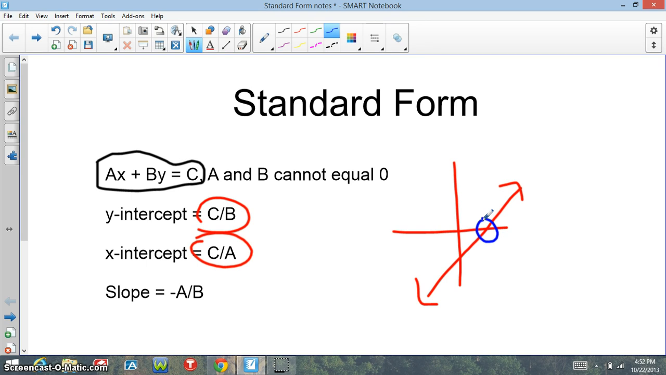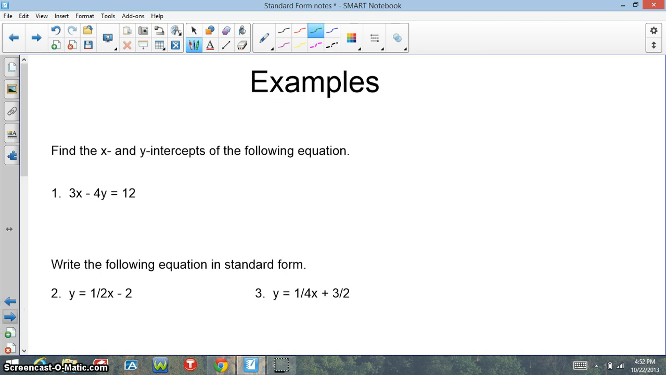And our y-intercept, let me get a different color here, would be where the graph crosses the y-axis. So our x is 0. And then finally, the formula for slope is negative a over b. So standard form actually gives us 3 very important things: x-intercept, y-intercept, and our slope. Alright, now we're going to look at a couple of examples.